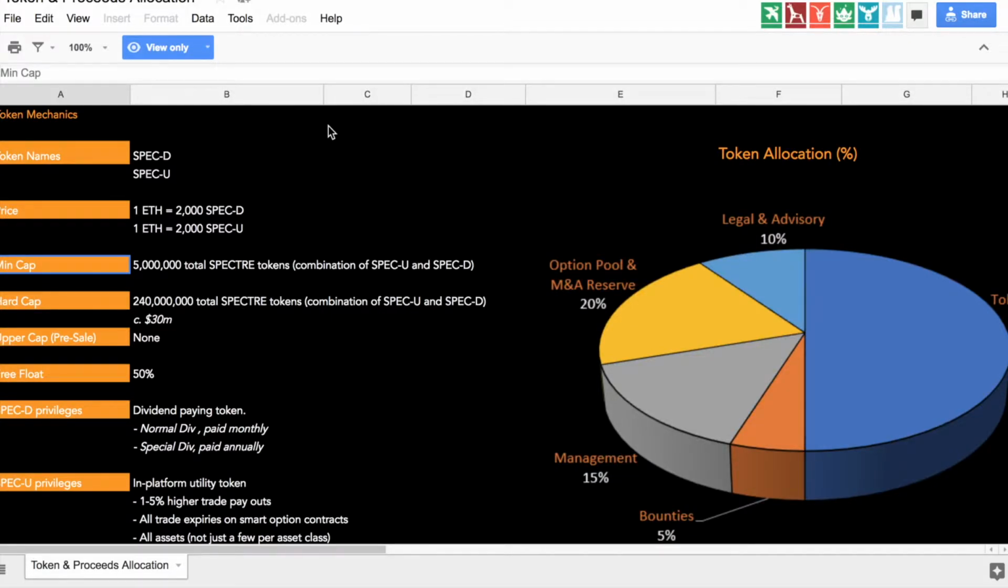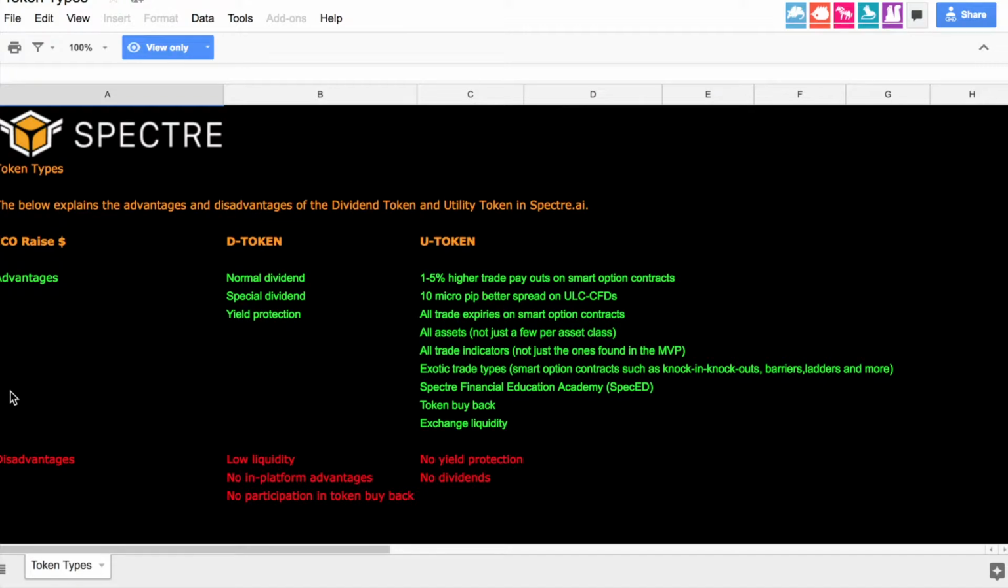Okay, let's talk about the token and proceed allocation. As you see, Spec D and Spec U are the two types of token we're talking about. The Spec D token is the dividend token, so token holders would get dividends on a regular interval basis. The Spec U token is the utility token, which is mainly used for trading. Both tokens have their own advantages and disadvantages, which are clearly described in one of the other documents, token types.